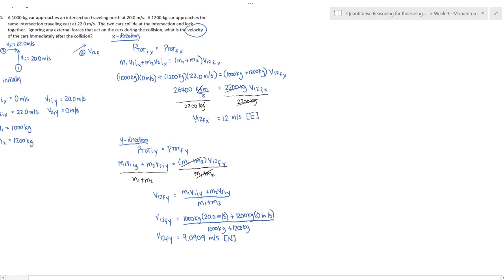We have one vector, the final velocity 12 of x in the x direction, which is pointing 12 meters per second in the east direction. So that looks like this, 12 meters per second. And we have another one that's going 9.0909 meters per second north. I'm just going to put this on the bottom to give us space. So that's going like this.